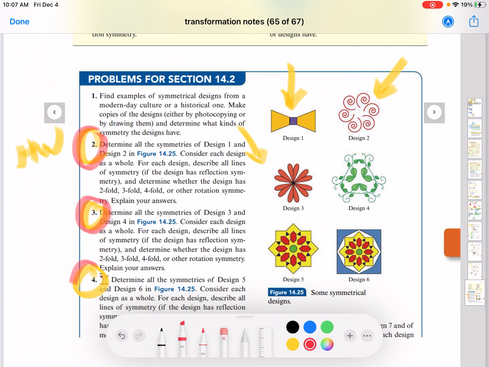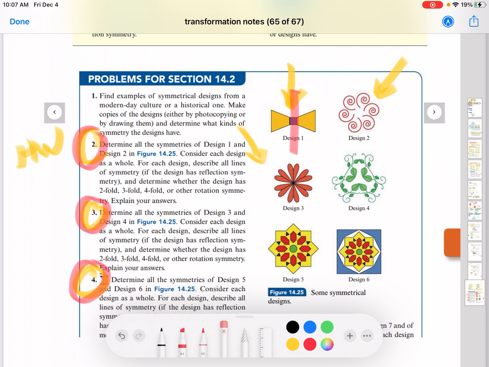Numbers 2, 3, and 4 just say discuss the symmetries. And so there's two kinds. You need to mention how many lines of symmetry and how many fold rotation. So for example, this first one has one line of symmetry. And it also is a two-fold rotational object. If you rotate it 180 degrees, it will look the same.